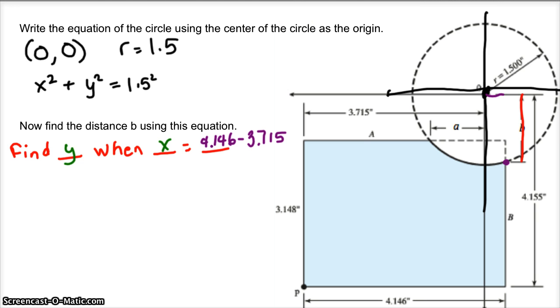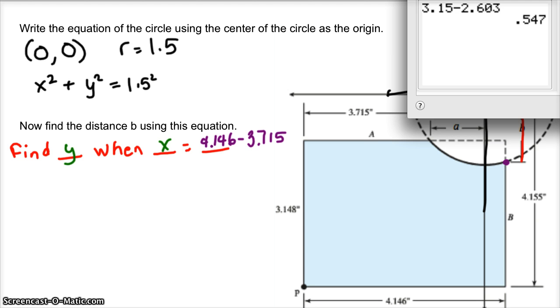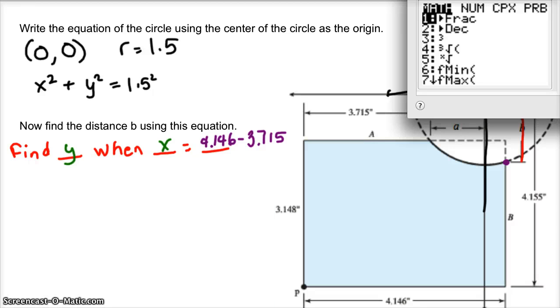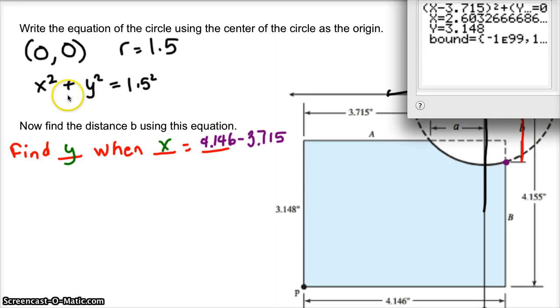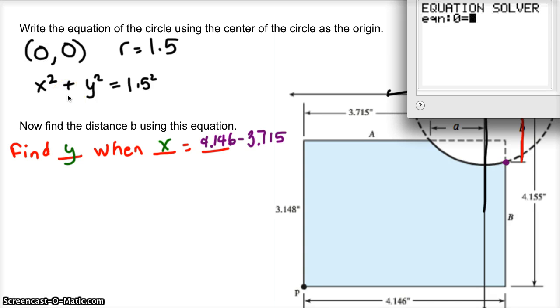So we're going to come back over to the calculator, back to the solver. Just remember back to the math menu, the last thing in the list is the solver. I need to retype my equation in because now I need to use this equation over here. So clear out the equation you have, and now it's just x squared plus y squared minus 1.5 squared. Again, on the 84 colors, we'll just put 1.5 squared in the second box.